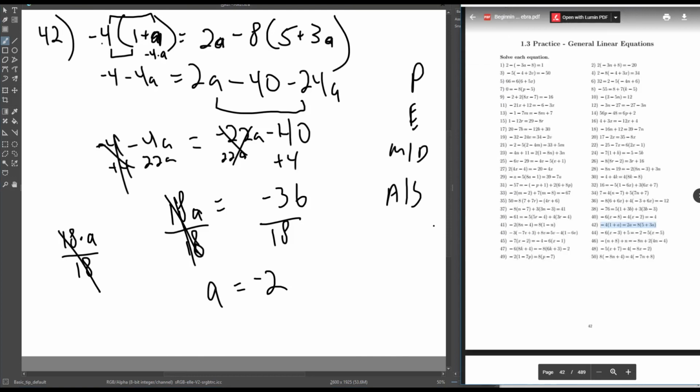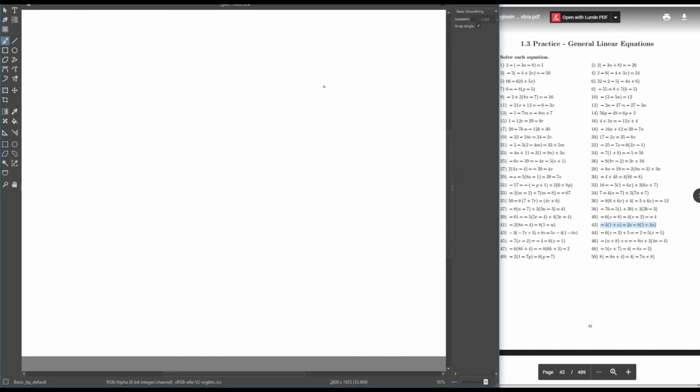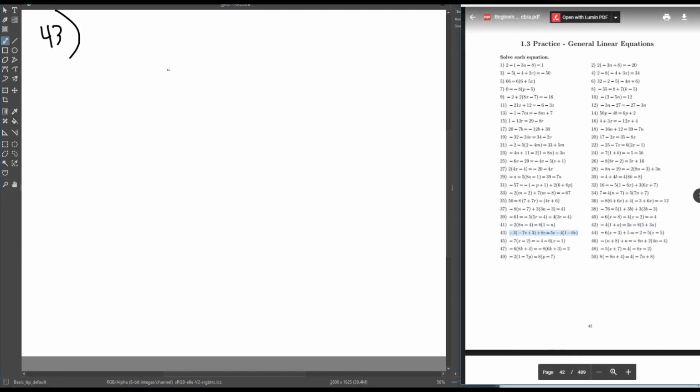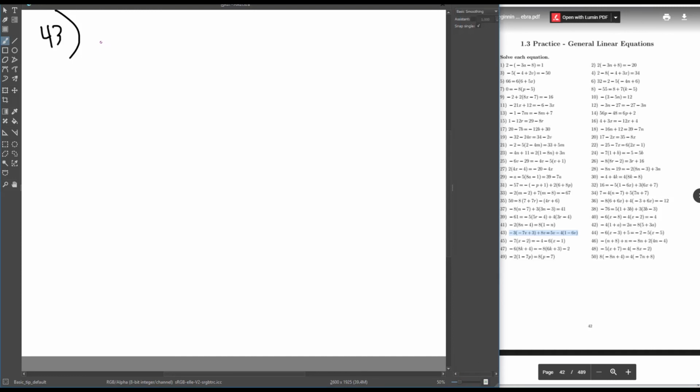43. Boy, 43 is a long one. Am I going to have time to do it? Let's do it anyway. Very quickly now. Minus 3 times the quantity minus 7v plus 3, plus 8v equals 5v minus 4 times the quantity 1 minus 6v. Is that a v? V.